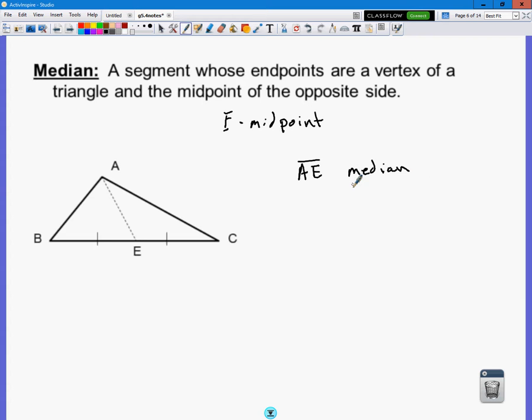The reason it's important to know this definition is sometimes they're going to tell you something's a median and they're not going to have marked the picture with which pieces are congruent. If you know the definition, then you're going to know that it intersected at the midpoint, and you're going to know then those two pieces are going to be the same.